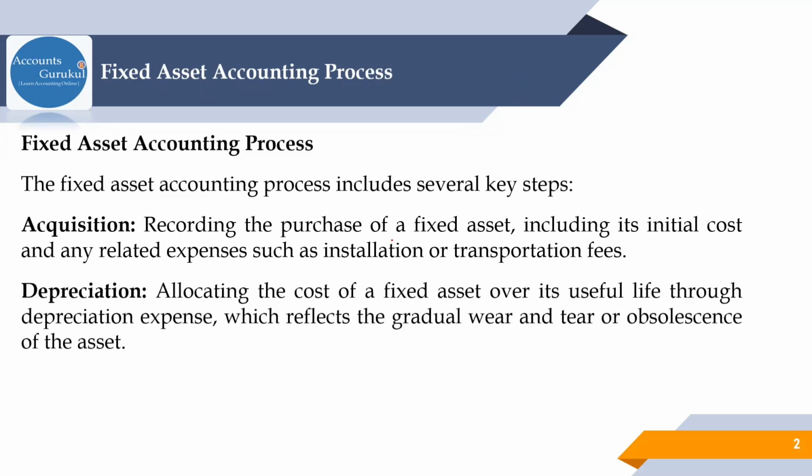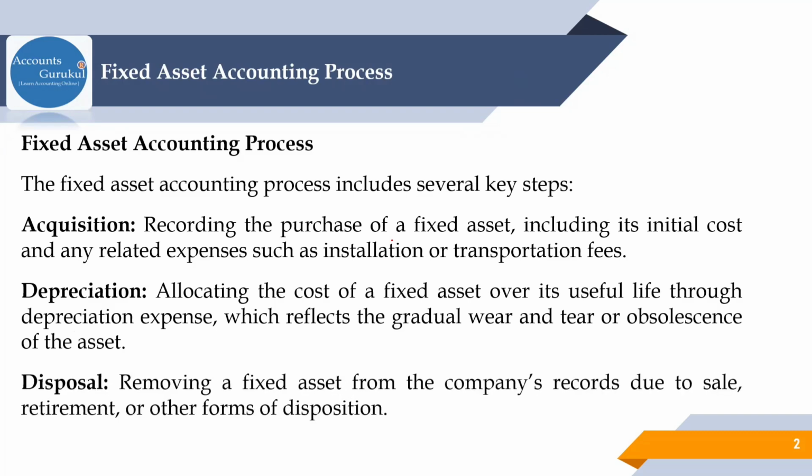Second, depreciation. Allocating the cost of fixed assets over their useful life through depreciation expense, which reflects the gradual wear and tear or obsolescence of the asset. Third, disposal. So we are going to discuss more about the disposal. Removing fixed assets from the company's records due to sale, retirement, or other forms of disposition.